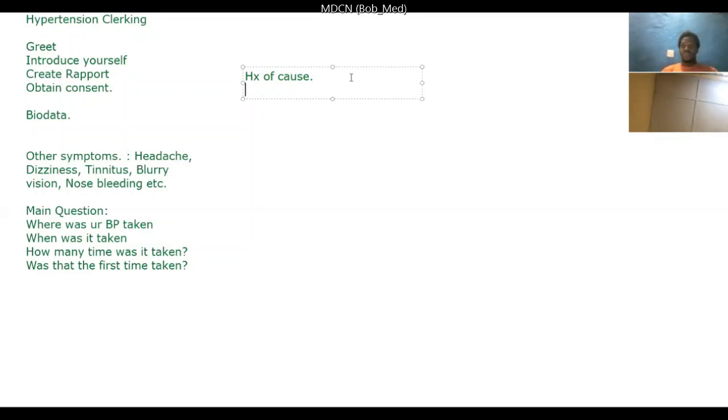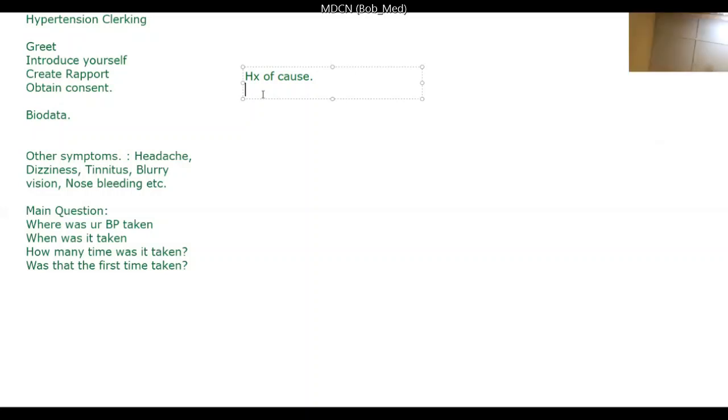So family history is one major cause of hypertension. And please, I always repeat, how you ask your question actually matters a lot, especially in this scenario. You don't just say family history of hypertension. No, you have to construct your question the way the patient will understand. So you want to ask, do you have any family history of hypertension? Are you getting me?